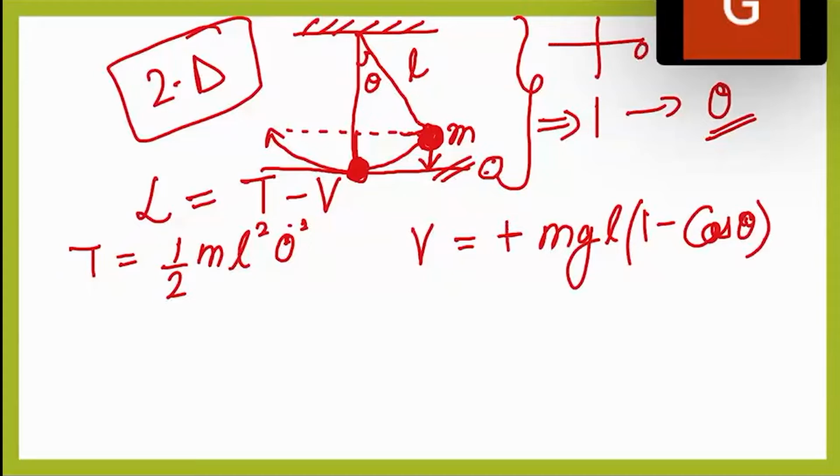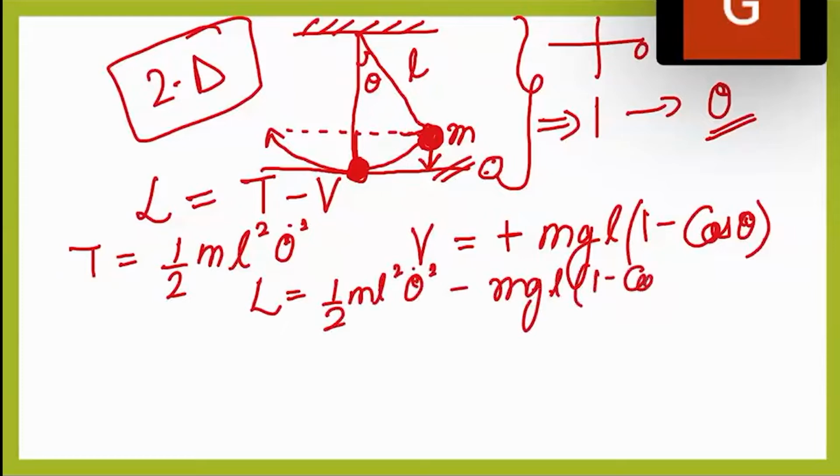Okay, now we have this expression, which is your L, which is half ml squared theta dot square minus mgl(1 minus cos theta). Now the next thing is you write down L is equal to half ml squared theta dot square minus mgl(1 minus cos theta).